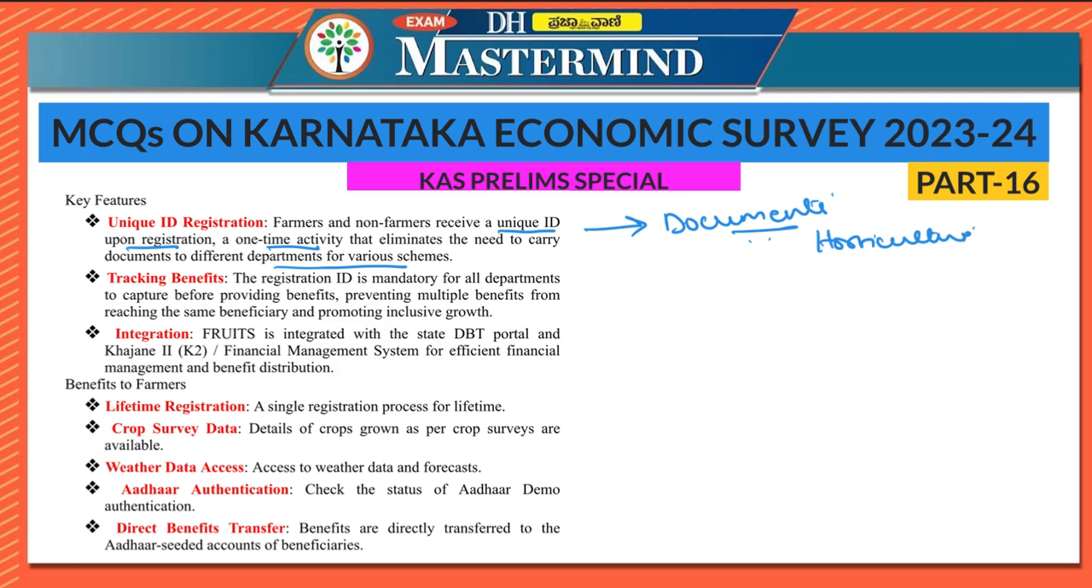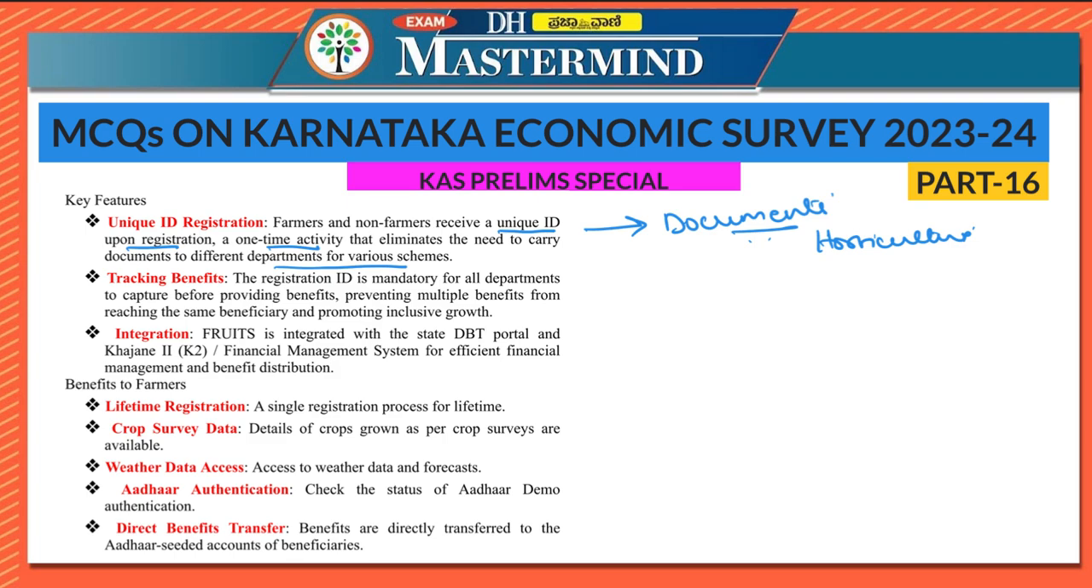Then again, if they are going to get a benefit from the sericulture department, they have to provide documents to sericulture as well. But Fruits will eliminate this tedious process. Fruits will have one-time registration, and it will have all the documents from the farmers and non-farmers uploaded a single time, and the same documents will be used by all the departments for verification and granting of benefits to the farmers as well as non-farmers.